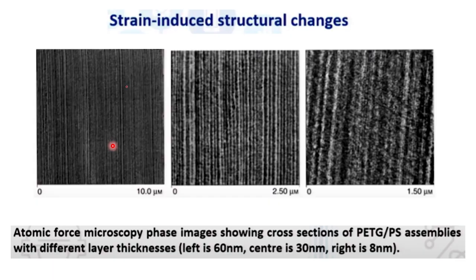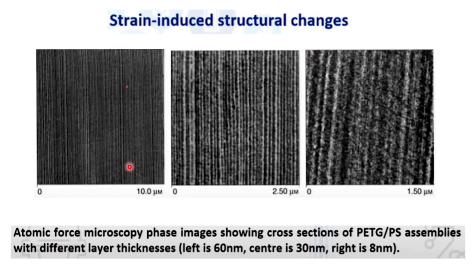Now this is very important, the strain induced structural changes. So AFM can very sharply identify if there is any formation of strain, and after strain induction, whatever the morphology is changing. So the first one is at a 10 micrometer scale, the second one is at 2.5 micrometer scale, and the third one we further magnify up to 1.5 micrometer scale.